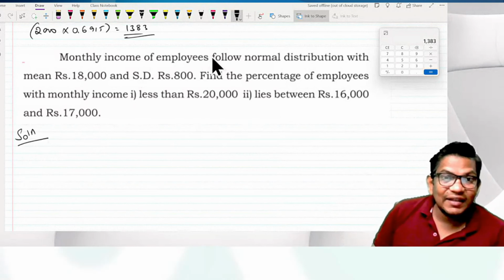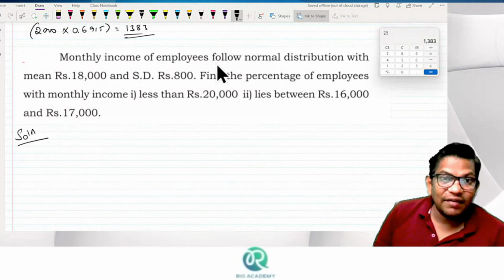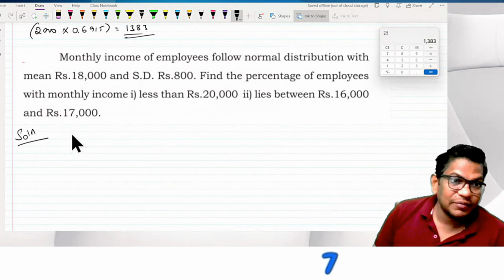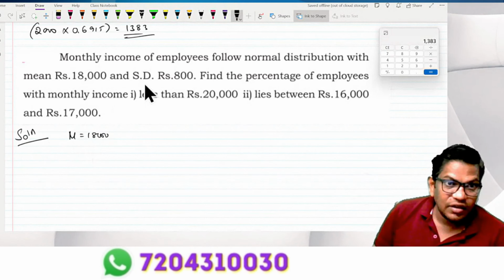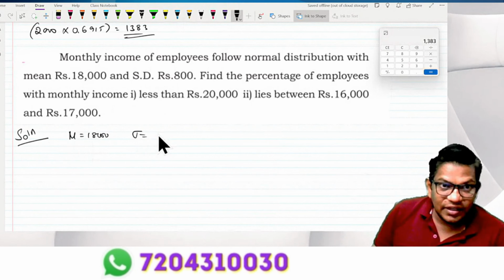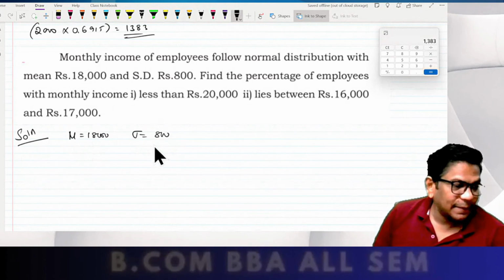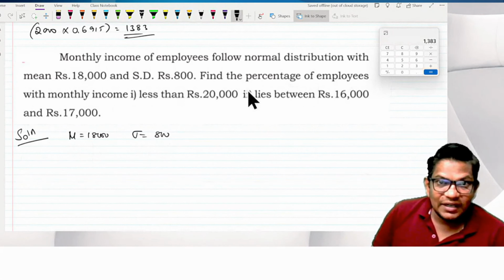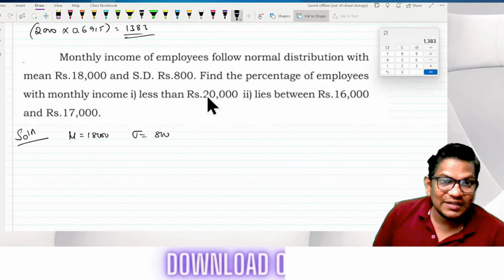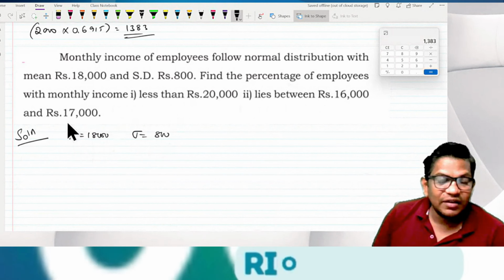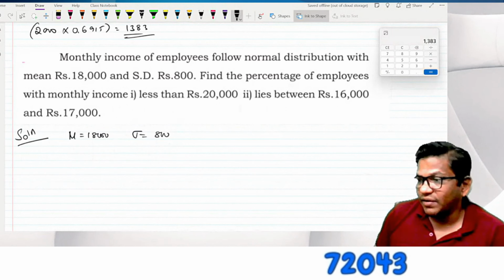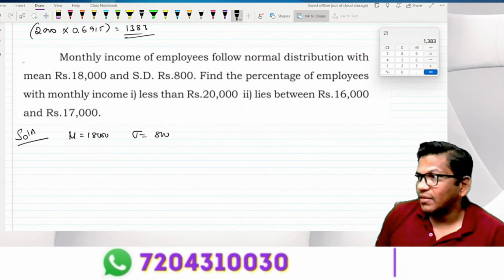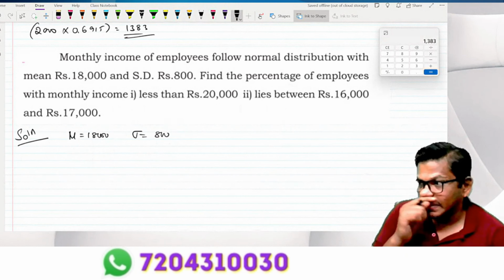Monthly income of employees follows the normal distribution with mean 18,000 and standard deviation 800. Find the percentage of employees with monthly income that is less than and between. Yes, you got it right, exactly what we are trying to do, children. Everybody, does it make sense?